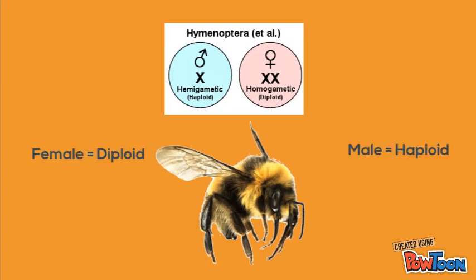Haplodiploidy is found in Hymenoptera, many Thysanoptera, some scale insects, and a few weevils. These insects have diploid, homogametic females, but all of the males are haploid. They develop by parthenogenesis from unfertilized eggs.